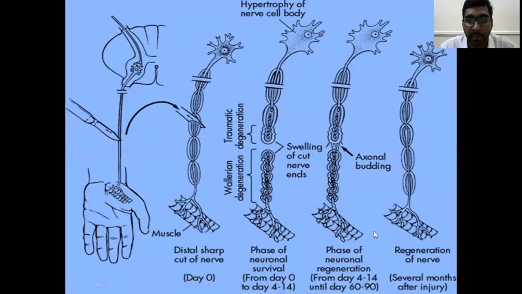This is a schematic representation of Wallerian degeneration. You see Wallerian degeneration occurring in the distal part, and you see globular, oval changes happening. Nerve regeneration is also depicted. The axonal budding has started, and the nerve is completely regenerated, but this happens several months after injury. If regeneration is completed, it progresses to this stage, or if regeneration is not present, it will end at this stage only.